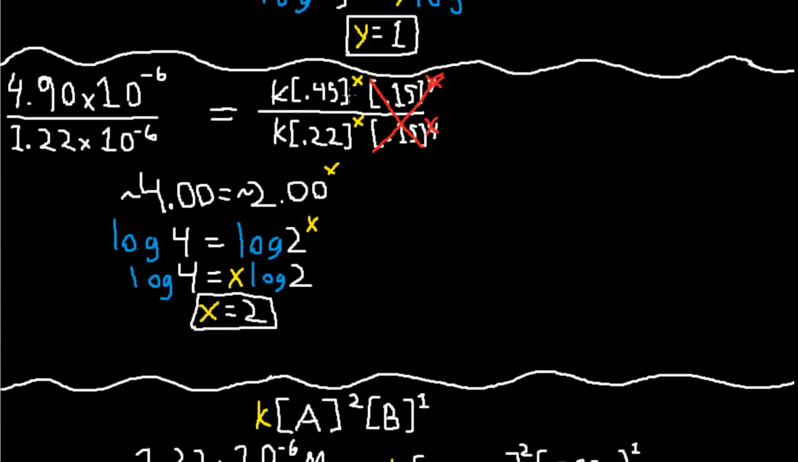And then you figure out X, and you do the same with the rate values. It makes 4. 2 to the X, or about 2 to the X, is equal to about 4. So then you do log of 4, log of 2 to the X makes X times log of 2. Then divide log of 4 by log of 2, and X is equal to 2.